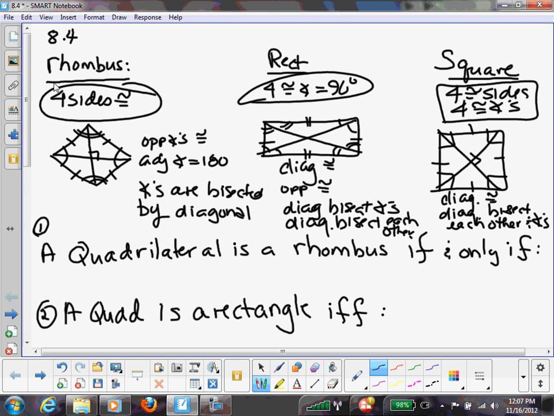Are the angles bisected by the diagonal? Not in a rectangle. I did say they are, but that is wrong. Diagonals don't bisect the angles. Sorry. That was incorrect. They bisect each other. So I'm sorry, I had the wrong information there.